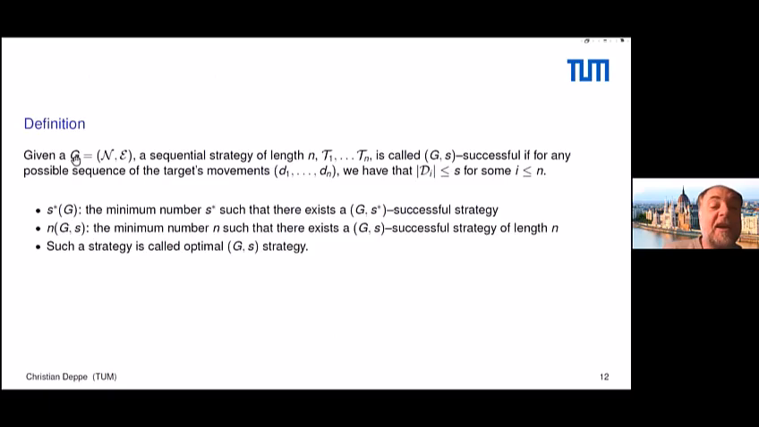So now we have a given graph with n and e, and a sequential or additive strategy of length n with tests t1 to tn. We call it GS successful for any possible sequence of target movements from d1 to dn if the i-th set of possible positions of the target is smaller or equal to s. That's exactly the precision I talked about before, exactly the s here, for some i smaller or equal n.